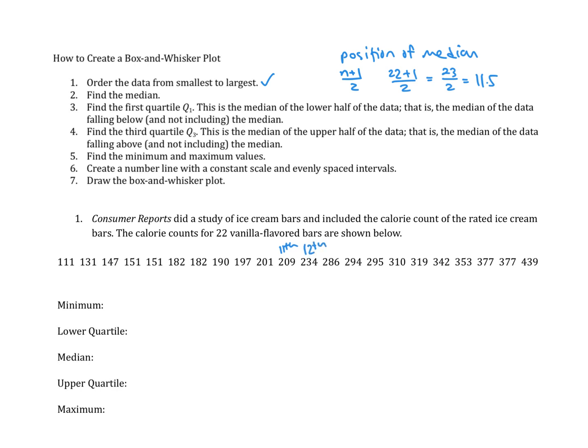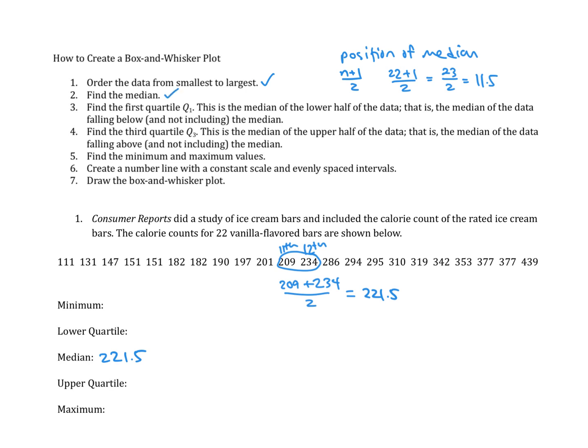And since I have an even number of numbers, I do have two middle numbers, so I take those two numbers, I add them together, and divide by 2 to get the median. That gives me 221.5. So that is my median. Now, my next step, we found the median.